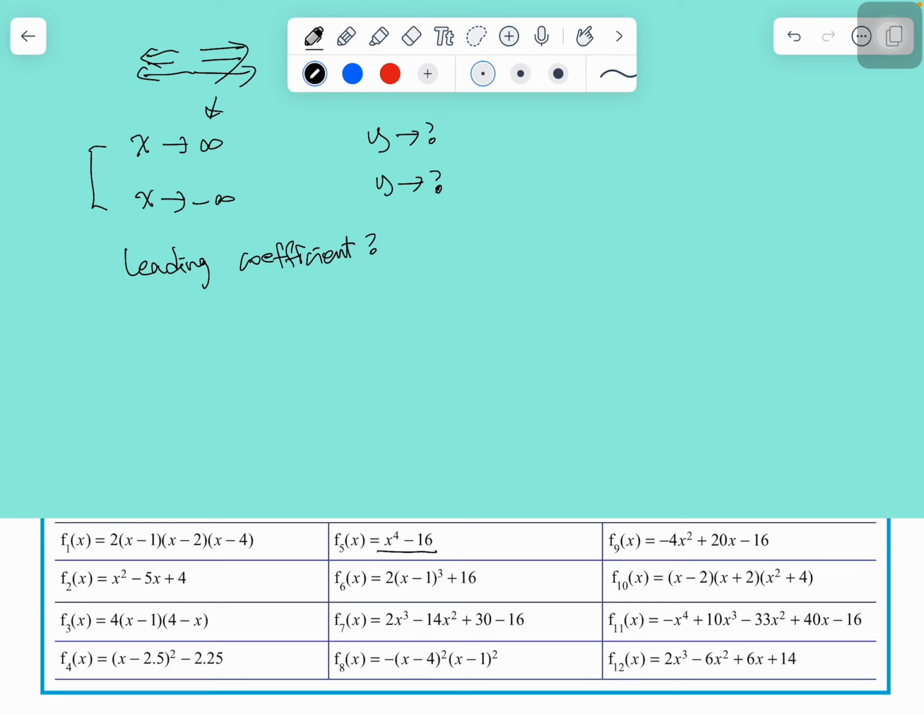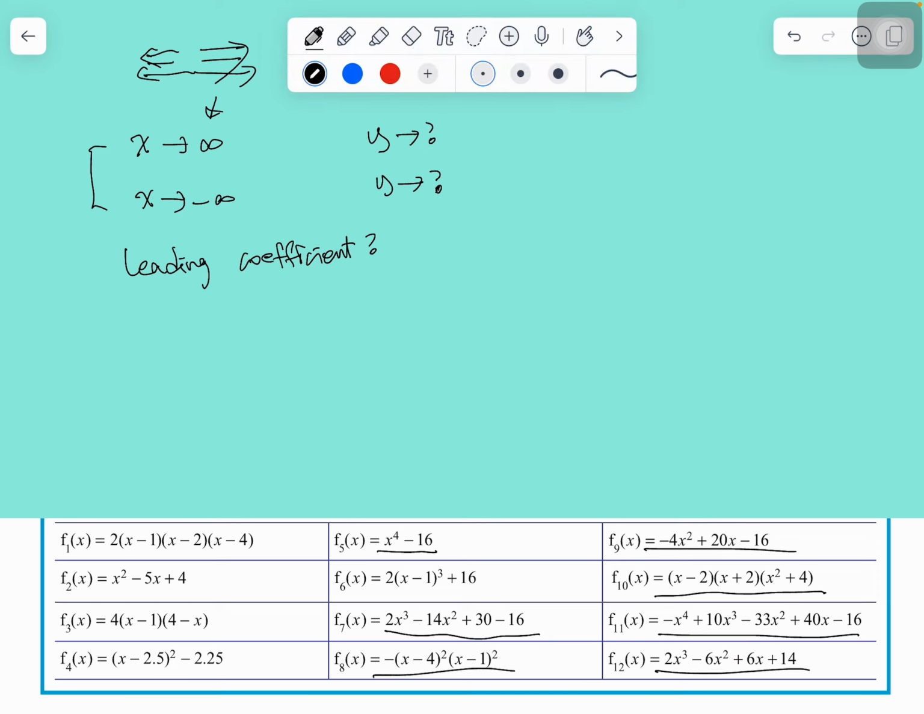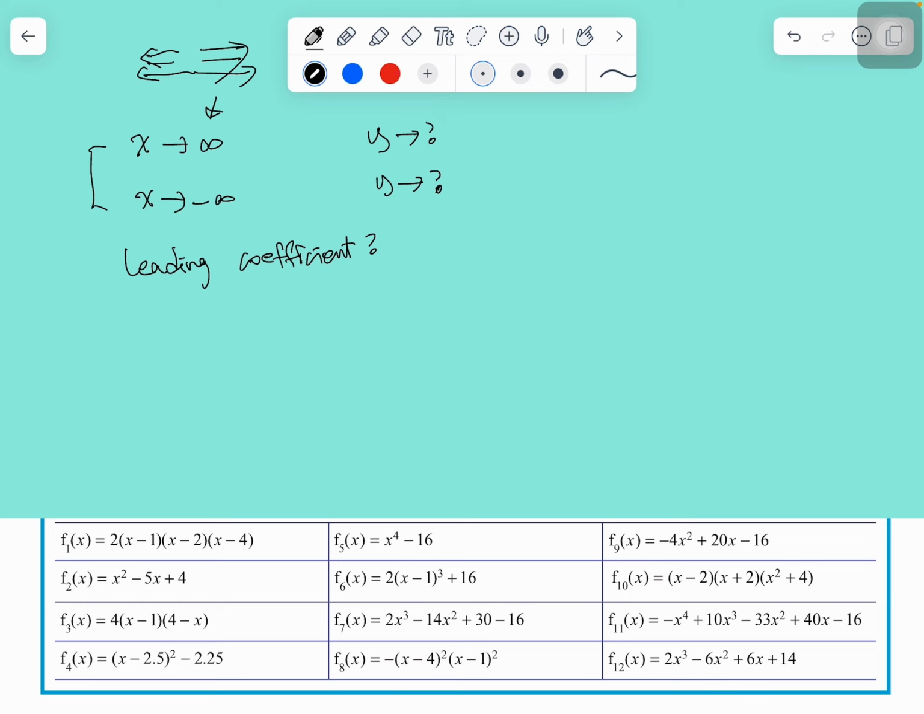So here, the leading coefficient is positive 1. This one, the leading coefficient is 2. This one, 1. And negative 4, negative 1, 2, negative 1, something like this. This one is a little bit tricky, but this is negative 4. So those are the leading coefficients. This is very important to figure out how the end behavior works.